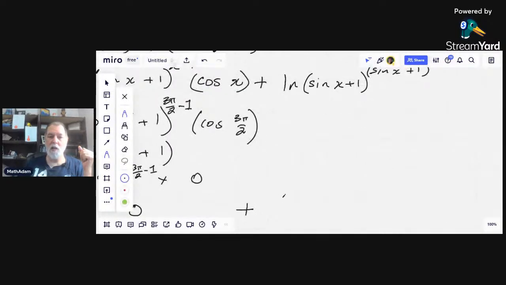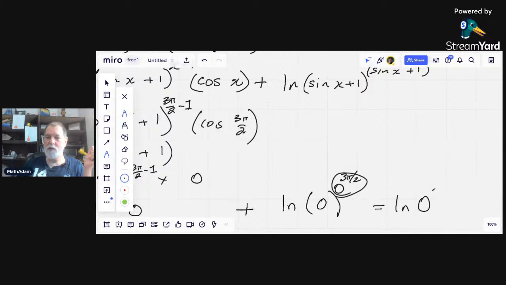We have got the log of, well, sine, we already did sine of pi by 2 plus 1. That's the log of 0. Sine of pi by 2 times 1 is 0 to the power of, and that was just x up here. So that's 3 pi by 2. So this bit here is just 0. So we've got the log of 0 to the power of 0, which is, yeah, what is 0 to the power of 0?